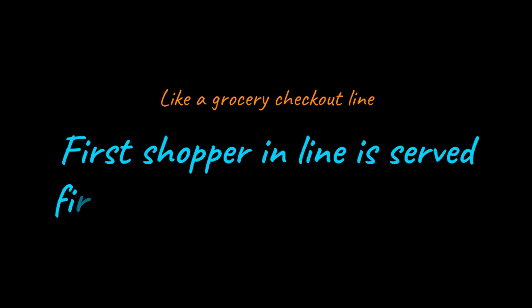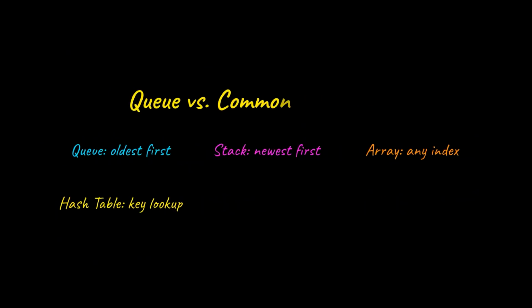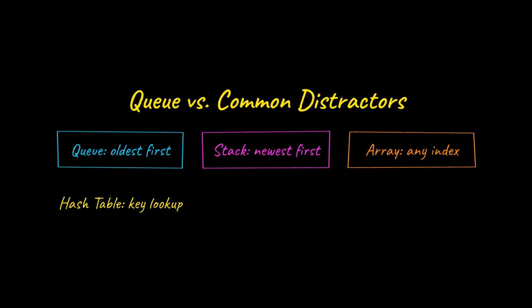The grocery checkout is the classic image. The shopper who arrived first reaches the register first, and every new arrival joins the back. This is exactly the first come first served discipline that queues enforce in software. The most common trap is confusing a queue with a stack, which serves the newest item first, or with arrays and hash tables. Arrays allow random index access, and hash tables offer fast key lookups, but neither enforces arrival order the way a queue does.